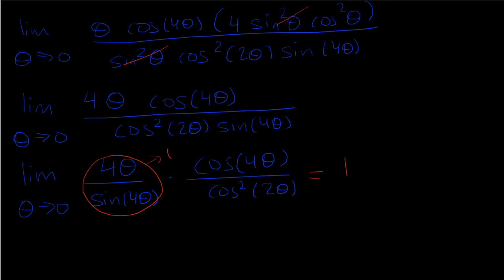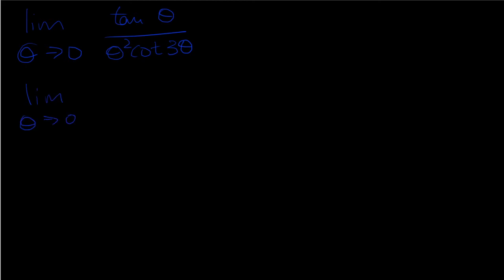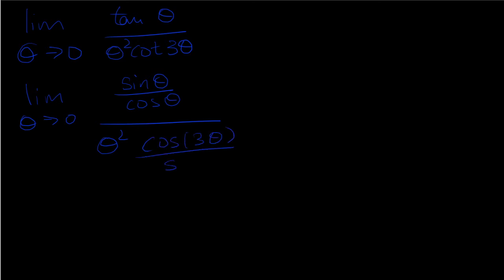Okay, let's try an easier problem. Let's see. I have limit as theta approaches 0 of tangent theta over theta squared times cotangent 3 theta. I'm going to change this again to sines and cosines. So I have limit as theta approaches 0. Tangent is sine over cosine. And then I have theta squared times cosine 3 theta over sine 3 theta.